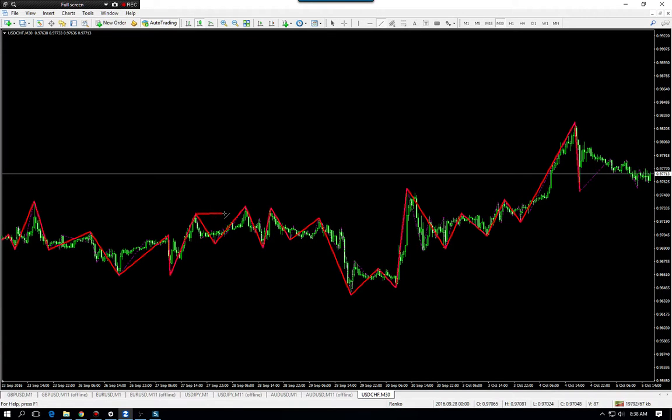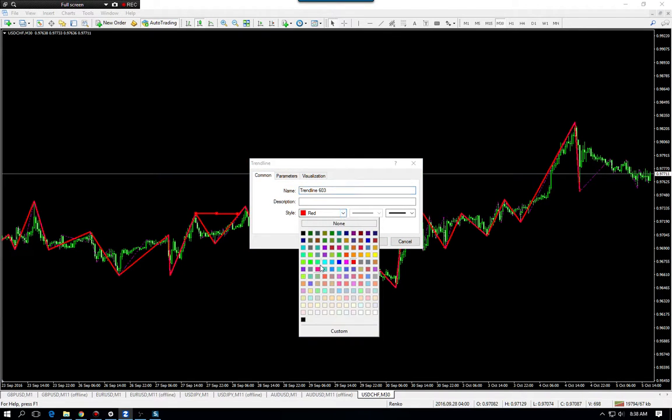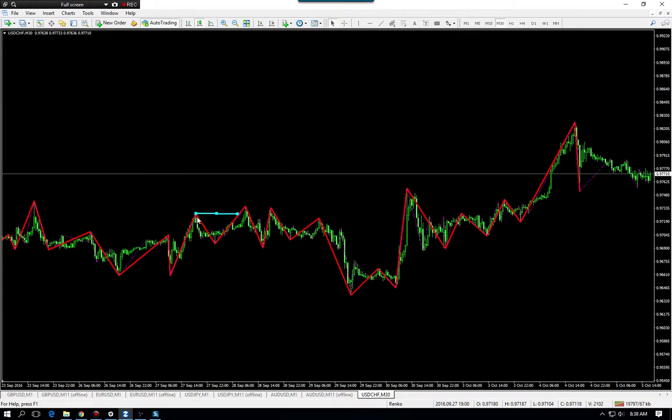I'm just going to draw lines straight across. And let's change the color on these. And we can see that the zigzags, or higher high, higher low, doesn't really help us here except to realize that we are in a range. And if you're trend trading, you want to avoid a range at all costs.